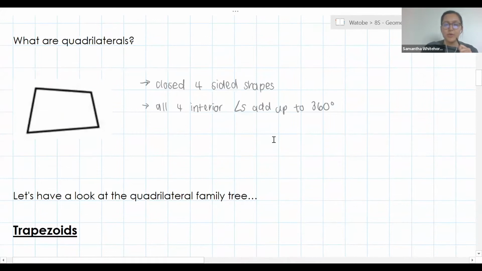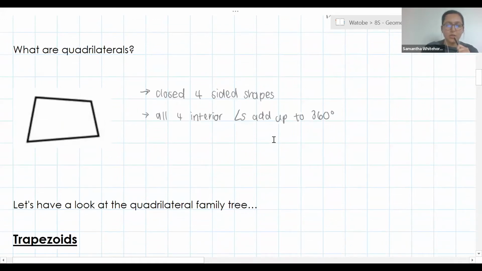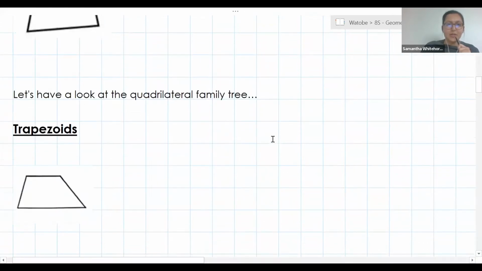Take your screenshot if you haven't. Hopefully we got it down there. There wasn't too much to write down there.